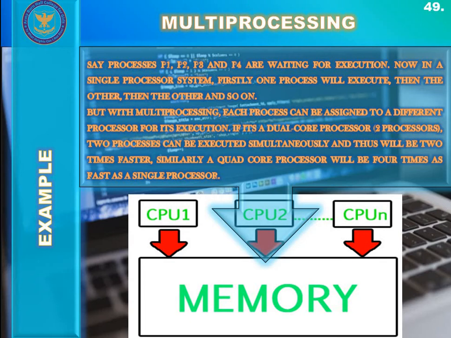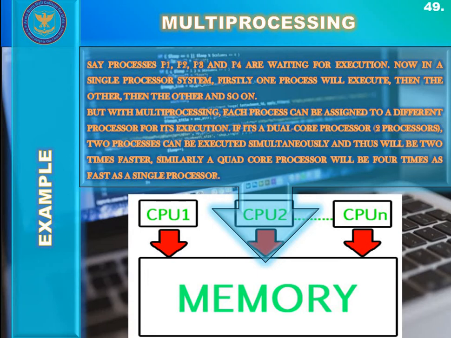But in a multiprocessor system where multiple processors exist, each process would be assigned to a different CPU for its execution. Process 1 would be assigned to CPU 1, process 2 would be assigned to CPU 2, process 3 would be assigned for execution to CPU 3, and process 4 would be assigned for execution to CPU 4. So with multiprocessing, each process can be assigned to a different microprocessor or a different CPU for its execution.